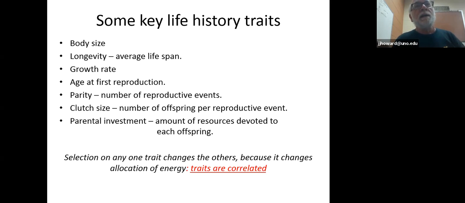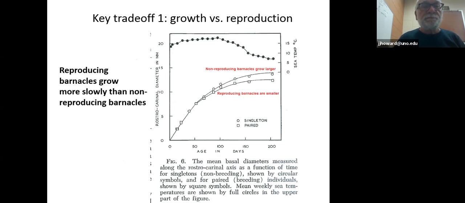The key concept here is the principle of allocation. If you change one, if you devote more energy to growing a larger body, you must change all of the other traits because they are all correlated. Changing one changes everyone. And so we'll have to keep track of how that works. So let's look at three key trade-offs to illustrate how this works. The first trade-off is growth versus reproduction.